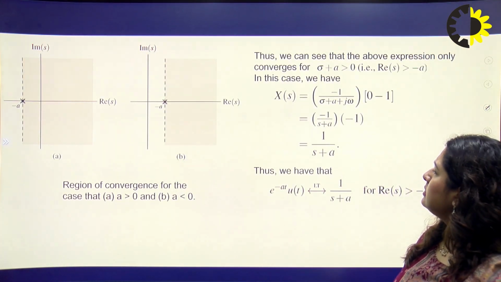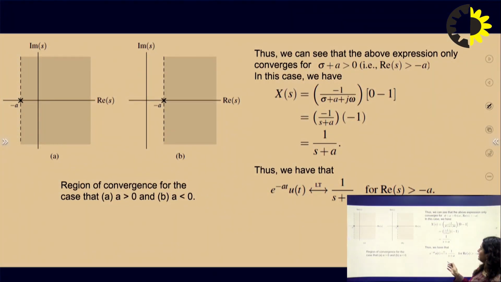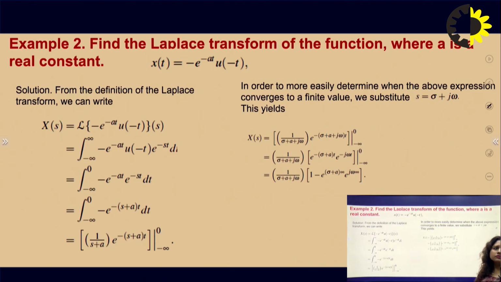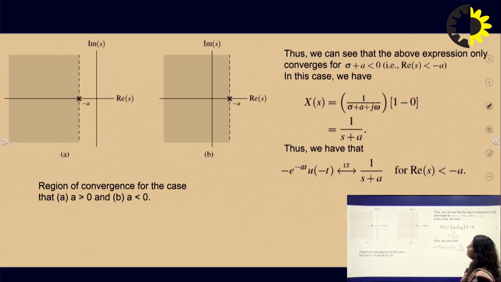So here we have just visualizing this, that 1 upon s plus a, and the ROC is real of s greater than minus a. Next question we have, find the Laplace transform. Similarly, we can find out the Laplace transform as we have discussed, minus of e to the power minus at, u of minus t. You will get the same function, that is 1 upon s plus a, but the ROC is real of s less than minus a. That is the grey shaded region.